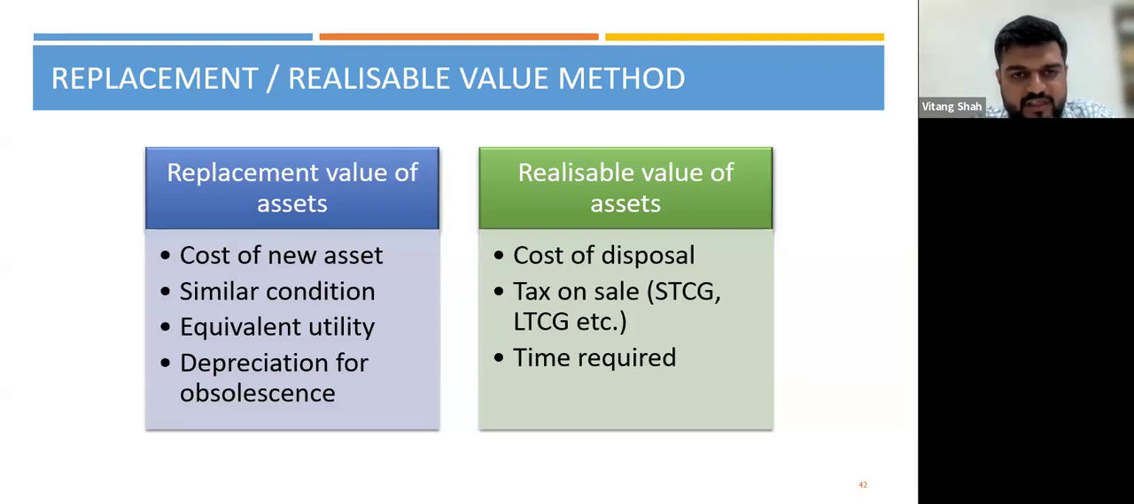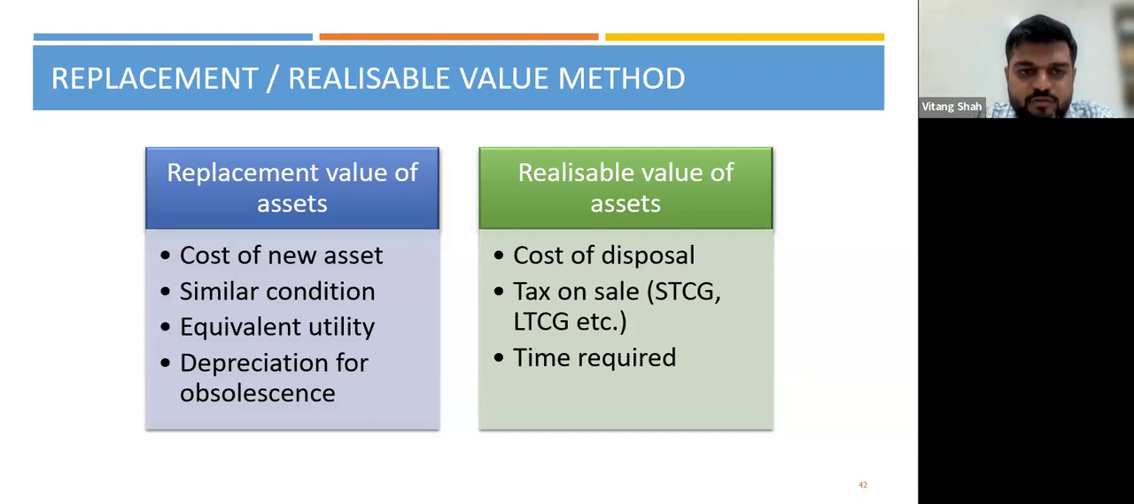So what do you mean by replacement value? It is the cost of a new asset. If you were to replace the asset to its similar condition today of an equivalent utility, wherein you have depreciated the value for the obsolescence today, that is the replacement value today. So today you have a 15-year-old plant. The cost of generating a similar plant would be, say, 1,000 rupees.